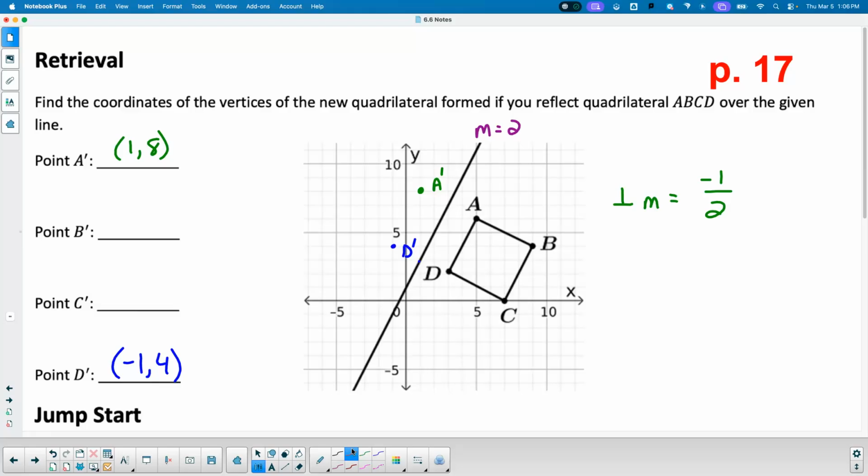B prime. Up 1, left 2 once. Up 1, left 2 twice. Up 1, left 2 three times puts me at the line of reflection. So going up 1, left 2 three more times would put me at B prime. Negative 2, 10. Negative 3? Oh, yep, you are right. Negative 3.